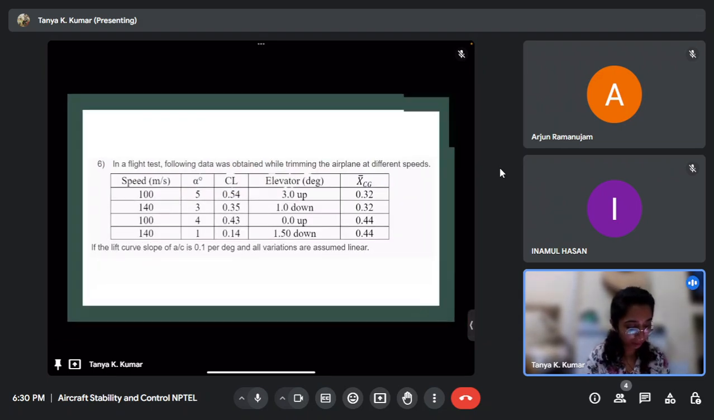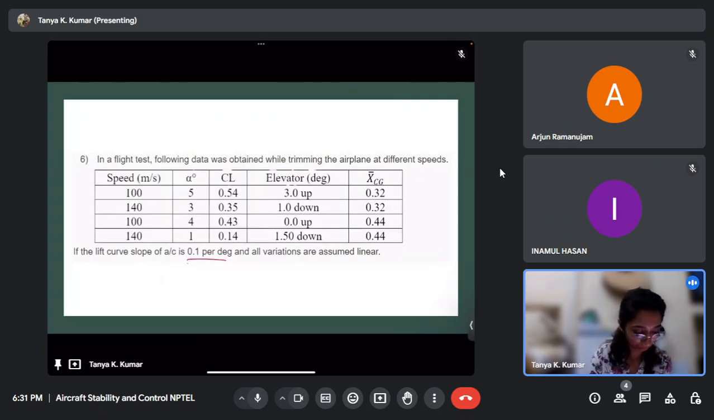Next, in a flight test, the following data was obtained while trimming an airplane at different speeds. So they've given you angle of attack, CL trim, how much elevator was required to trim the aircraft at the given CL trim, and what was the CG location. So they've flown it for two different CG conditions at different speeds and a different CL, and trimmed it at different CLs. The lift curve slope of the aircraft is 0.1 per degree. First question is, what is the value of stick fixed neutral point?